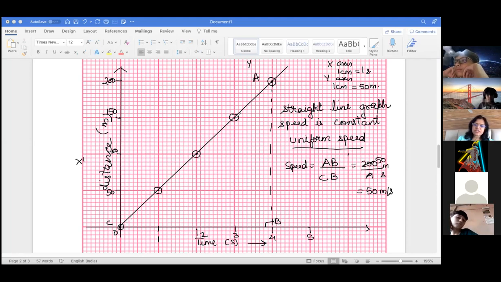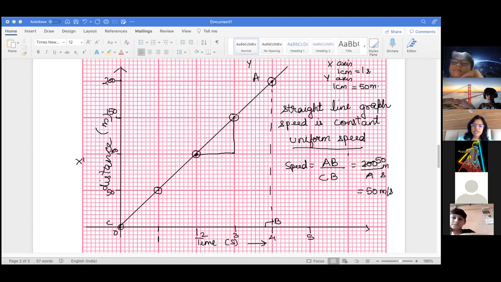If I take this point and this point, then how will I calculate? Just let us make a triangle. Okay. Now what is the perpendicular distance? Perpendicular is this much only, which is 150 minus 100. Do you agree? This distance is how much? It is 150 minus 100.